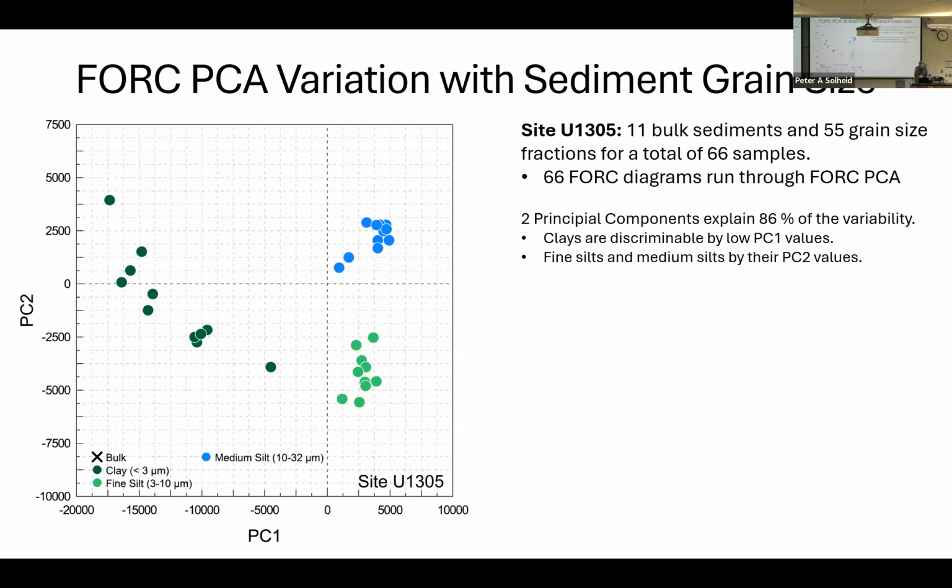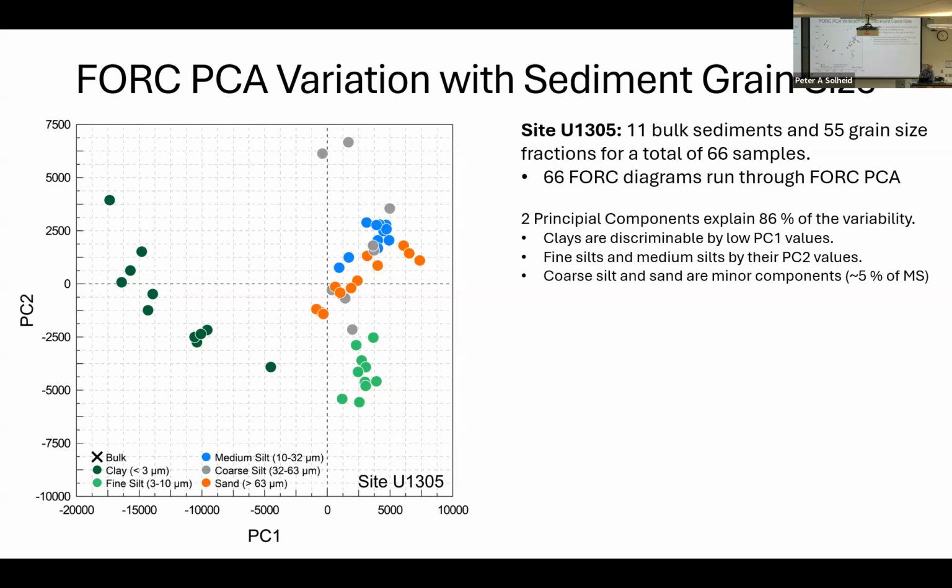So we did some FORC PCA to try and tease this out a little bit more. We did 11 bulk sediments, so that was 55 grain size fractions for a total of 66 FORC diagrams. We put them into the FORC PCA. Two principal components explain about 86% of the variability. Clays have this low PC1 value, and the fine silts and medium silts are discriminable by their PC2 values. We can put the clays and coarse silts on there, but they only contribute a minor amount towards these samples.